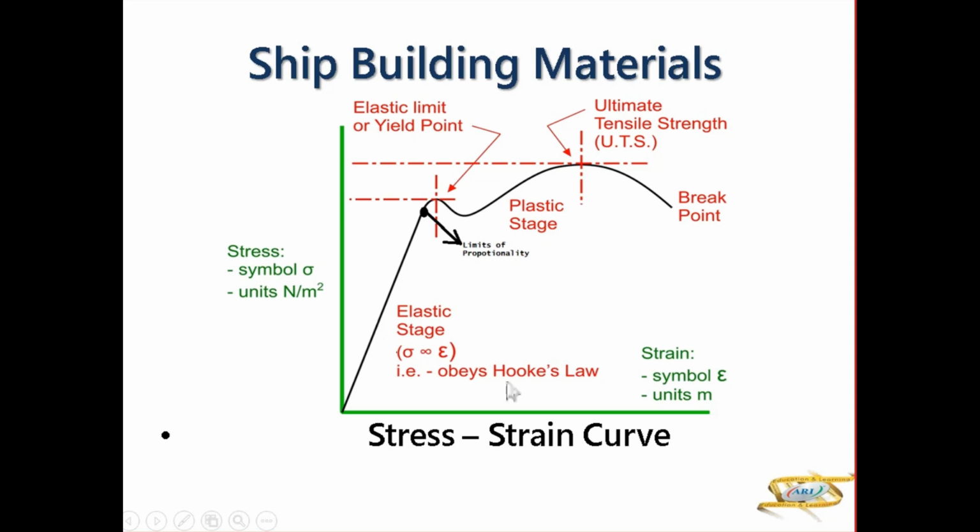Now the area under this curve will determine the toughness of this material. This graph is typically of a ductile material. So this is a stress strain curve of a ductile material. It comes in your exam. Make the stress strain curve and explain each point. So you have to explain the limit of proportionality, the elastic limit, UTS, and the breakpoint.